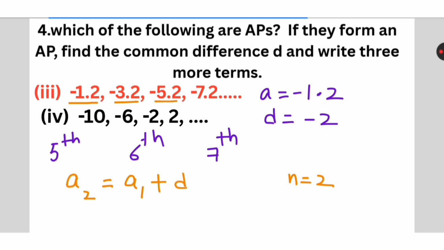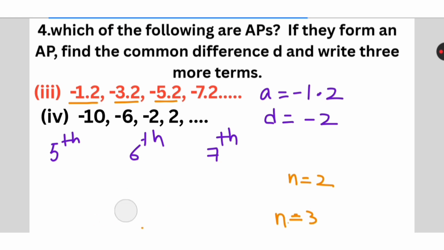Similarly, for the third term, you have to take n as 3. So A1 plus n minus 1, that is 3 minus 1, which gives 2. And here we have D. So the third term is A1 plus 2D. So like that you have to write. The third term is A plus 2D. The second term is A plus D.